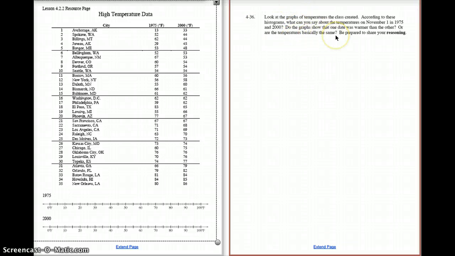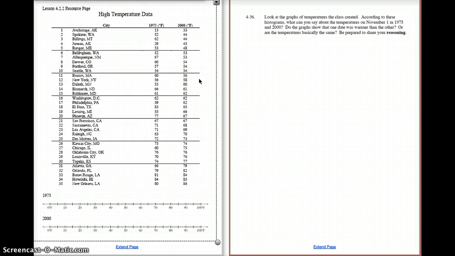Do the graphs show that the data was warmer? Was one graph warmer than the other? So answer that. Yeah, this year was warmer than that year. I don't know, because I'm not the one who made the graph, although I can look at the data and it looks pretty clear to me. But you're going to tell me which day was warmer, the day in 2000 or the day in 1975, according to your histogram. Or do the temperatures remain basically the same? So you need to tell me that. I don't think they do, but I'm not positive on that either. So you're the one putting the graph together.